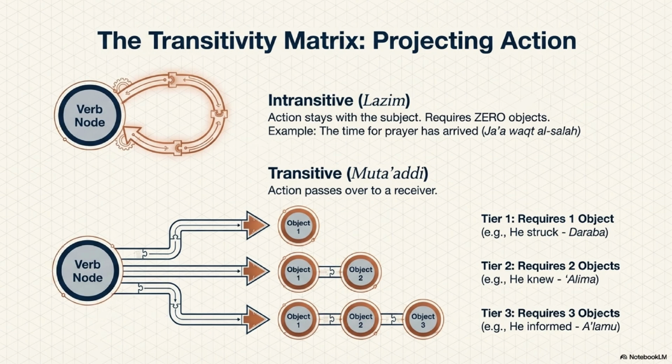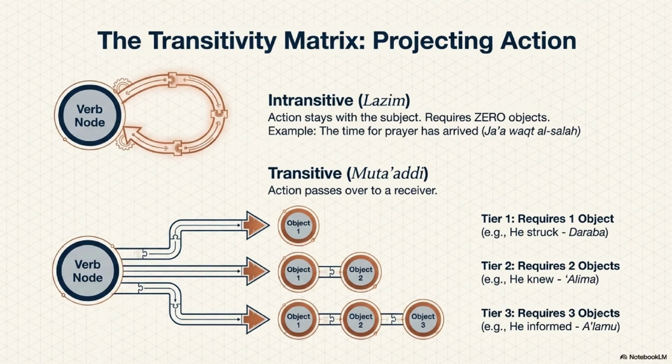It can express all of those complex relationships simply by putting the noun into the accusative state. If you want to say, I traveled on Friday, you don't necessarily need the word on. You just take the word for Friday, you give it the accusative vowel ending, and the listener instantly knows that Friday is the container of time in which the traveling happened.